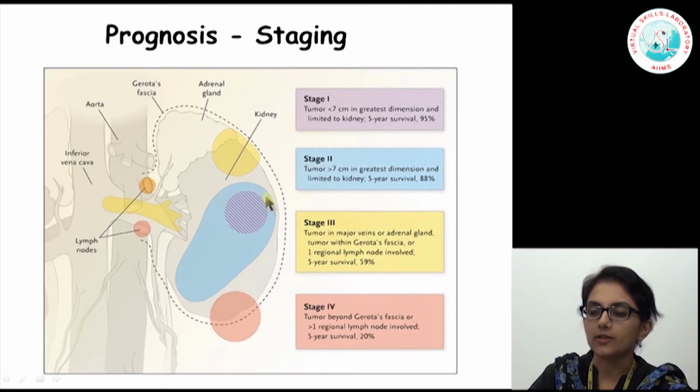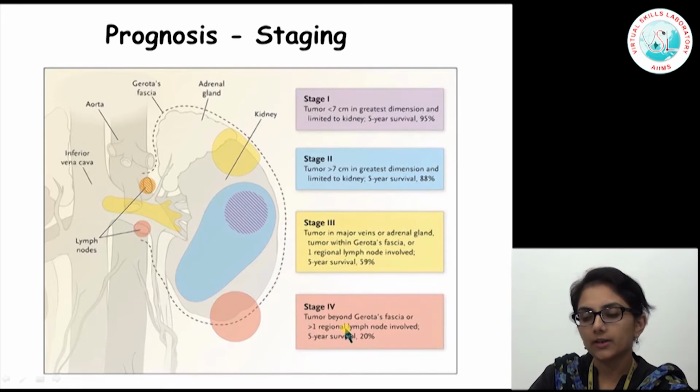Stage 2 are just larger tumors, more than 7 centimeters, but still limited to the kidney. 5-year survival is a little less, at 88%. By stage 3, the tumor has started spreading. The tumor is present either in the major veins, or has shown local extension to the adrenal gland, or it has shown perirenal extension, but it is still limited by the Gerota's fascia, or at least one regional lymph node is now involved. This has a 5-year survival of 59%.